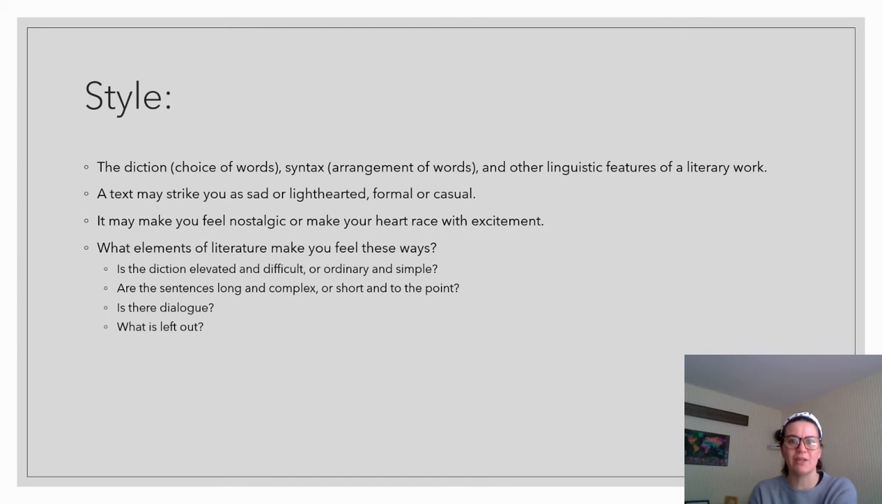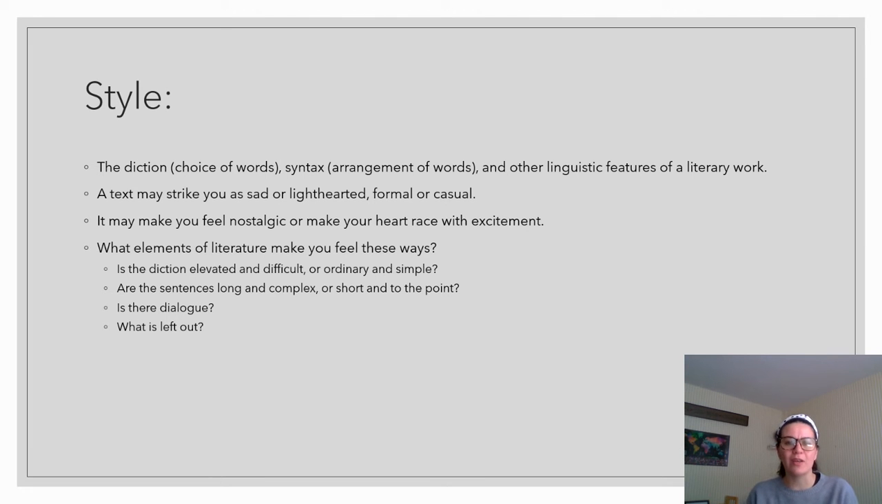The last thing to look at is the style that the author wrote in. So the diction is the choice of words that the author used. The syntax is the arrangement of the words. These are key to the overall message. Writers get their thoughts across in the way that they wrote. So a text might strike you as sad or lighthearted, formal or casual. It might make you feel nostalgic or make your heart race with excitement.